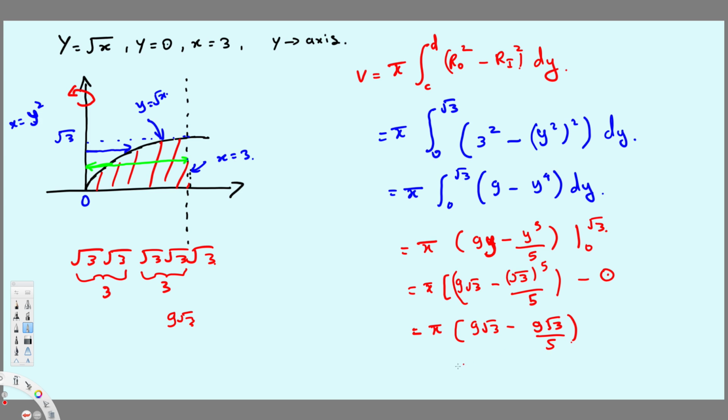If we take 5 as the common denominator, 9 times 5 is 45, so 45 root 3 minus 9 root 3. And 45 minus 9 is 36. So this is going to be 36 root 3 pi over 5. That's going to be the final answer.